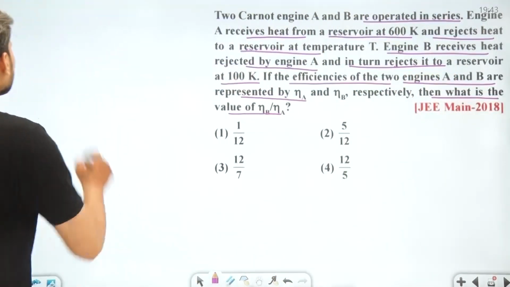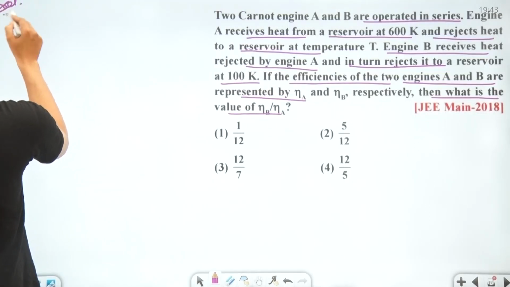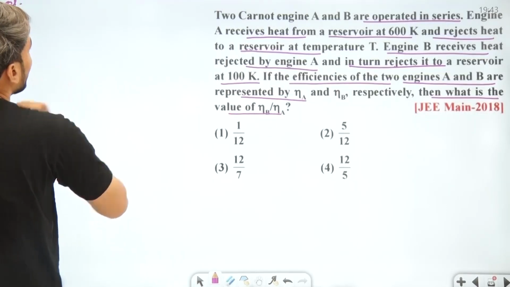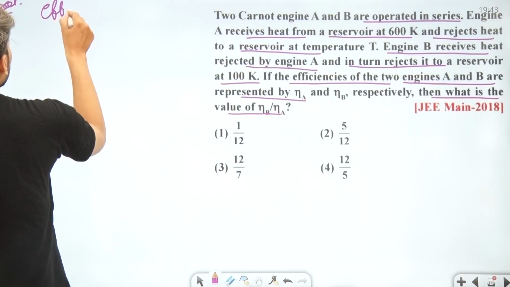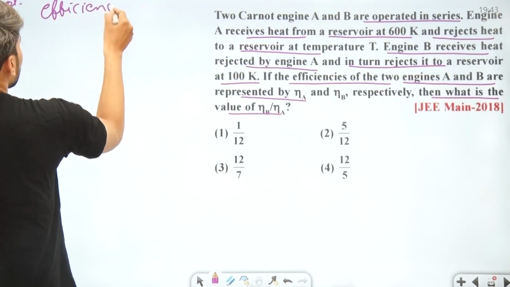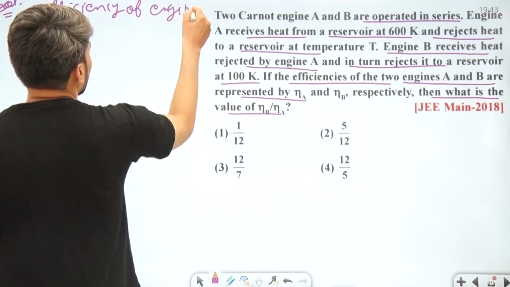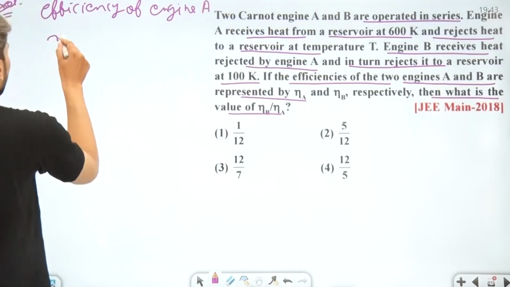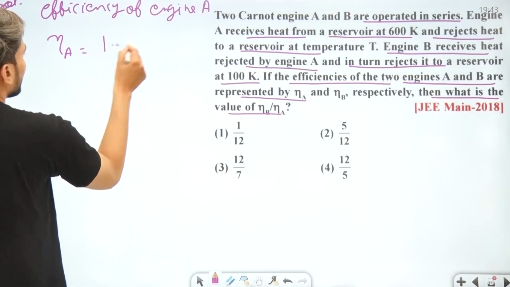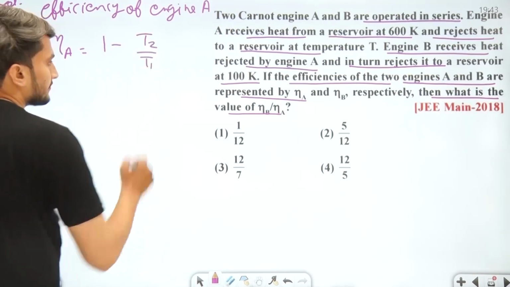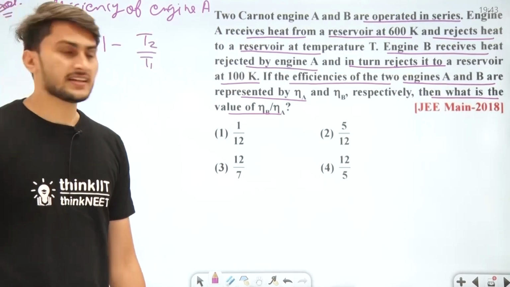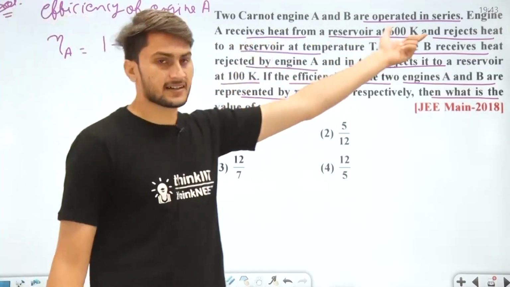So if I am talking about the efficiency of Carnot engine A, the efficiency of engine A is calculated by eta A equals 1 minus T2 by T1, and here T2 is T and T1 is given as 600 Kelvin.